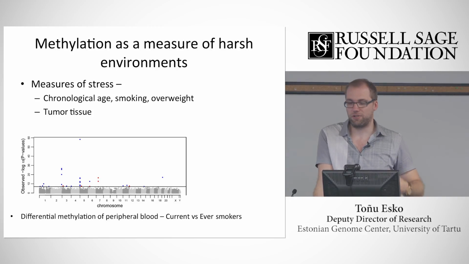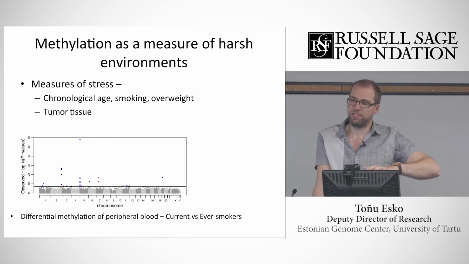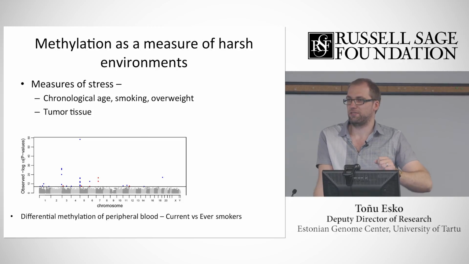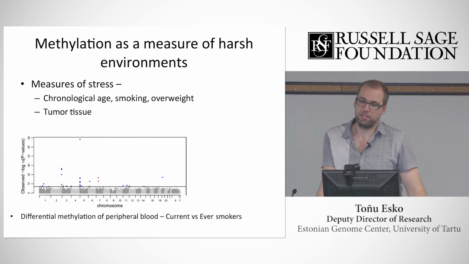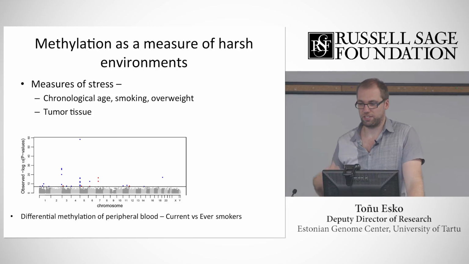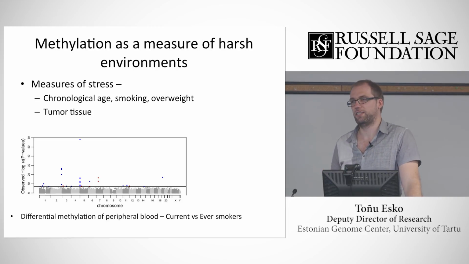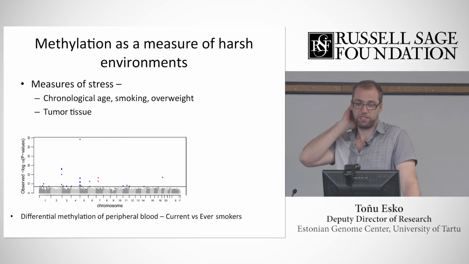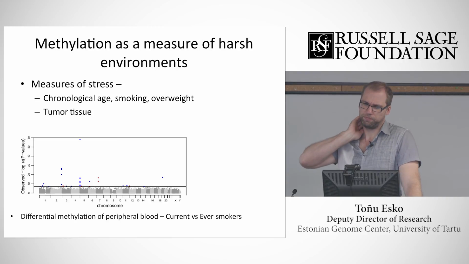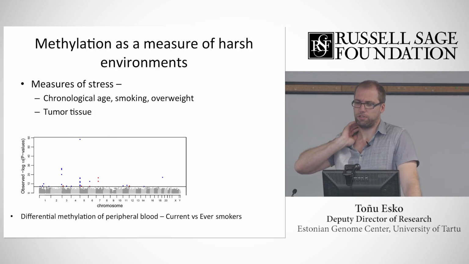What is the cause here is that smoking itself is a stress, and in response to the stress, the organism or the cells start to modify their DNA. So these epigenetic changes are a response to stress factors, and stress can be considered as age, or smoking, or overweight, and maybe there are some other examples, and it's also tumors.